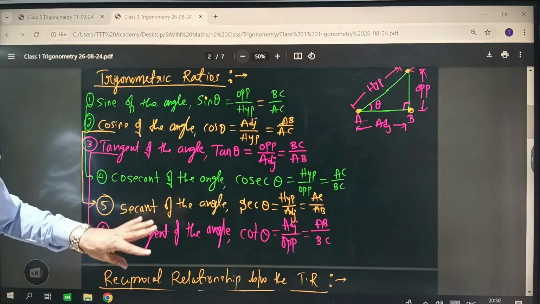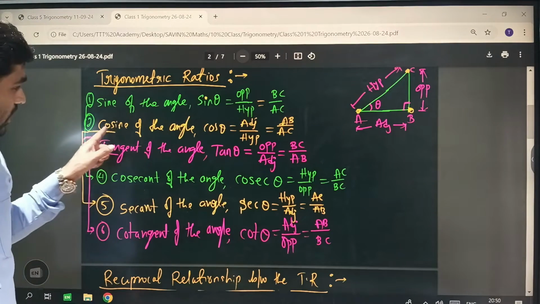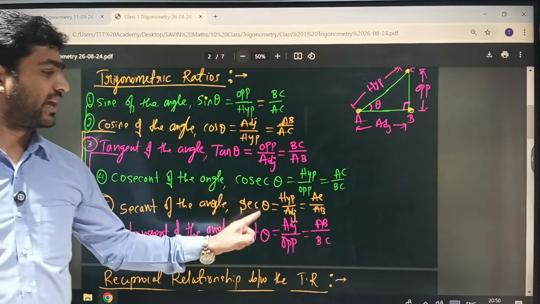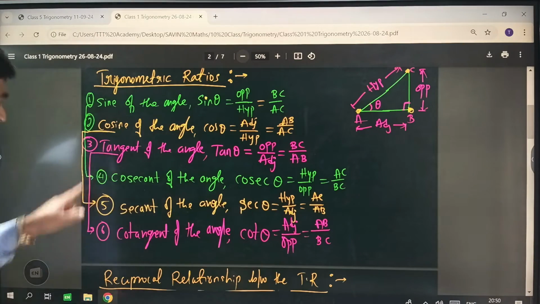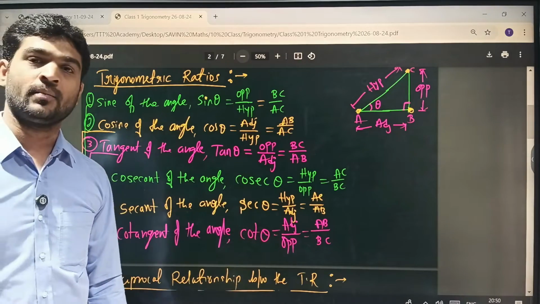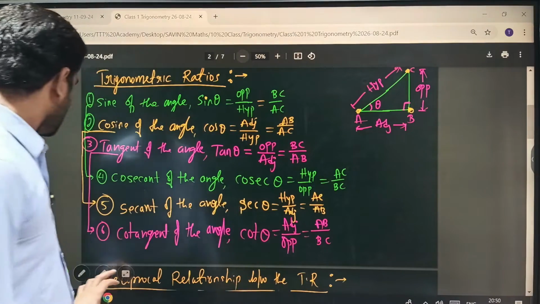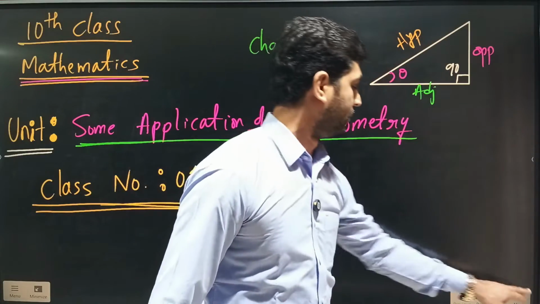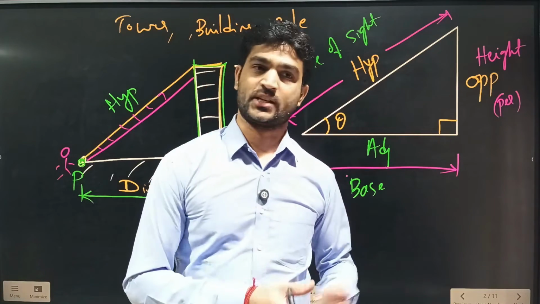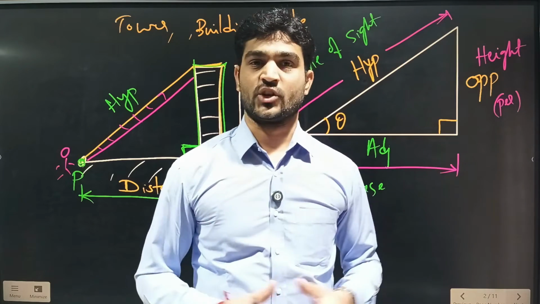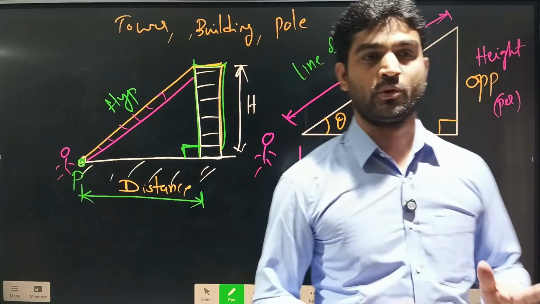Next, taking the reciprocal of the first three: the reciprocal of sine is cosecant of the angle, cosec theta, and the reciprocal of cos is secant of the angle, sec theta, which is hypotenuse by adjacent. The last one is the reciprocal of tan, which is cotangent of the angle. So my dear students, keeping these 3 sides in mind, we developed the 6 trigonometric ratios that we studied in the previous class. Now these applications are very important, and you can use them like this.